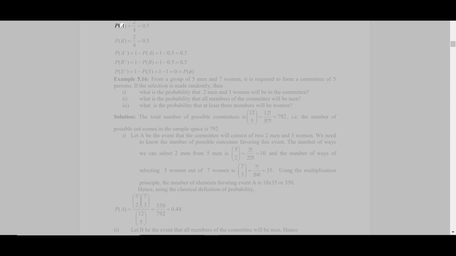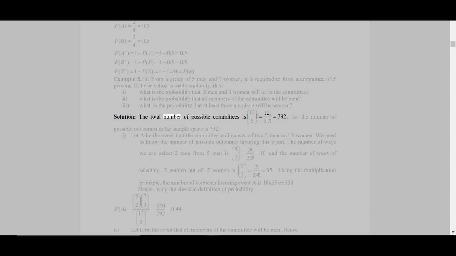Example 5.16. From a group of 5 men and 7 women, it is required to form a committee of 5 persons. If the selection is made randomly, then 1. What is the probability that 2 men and 3 women will be in the committee? 2. What is the probability that all members of the committee will be men? 3. What is the probability that at least 3 members will be women?